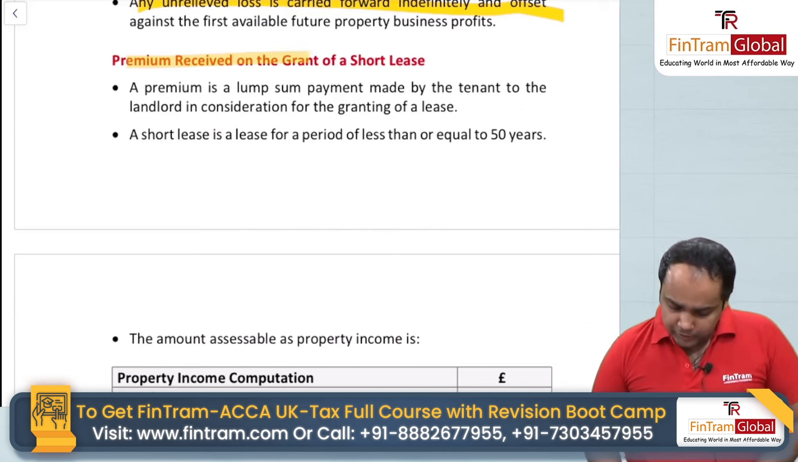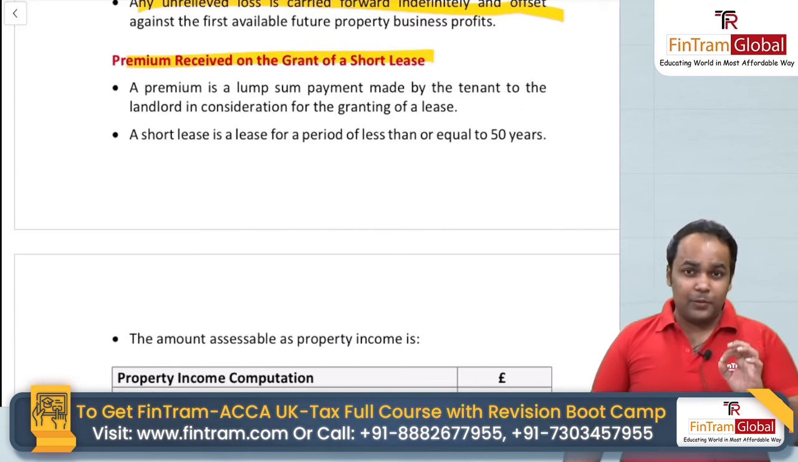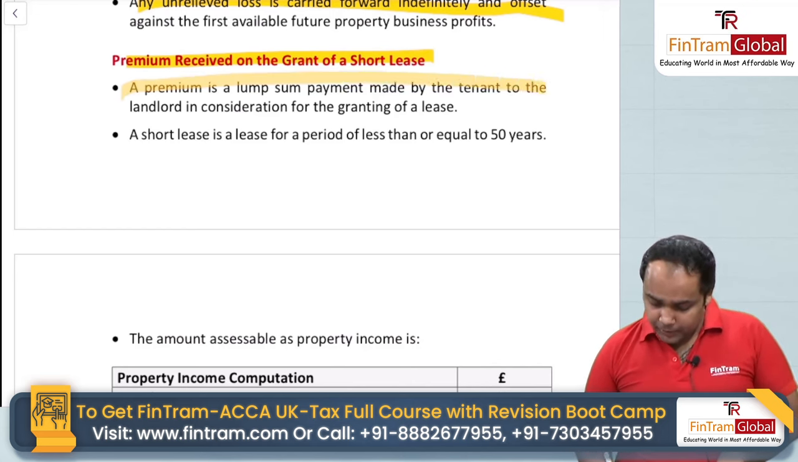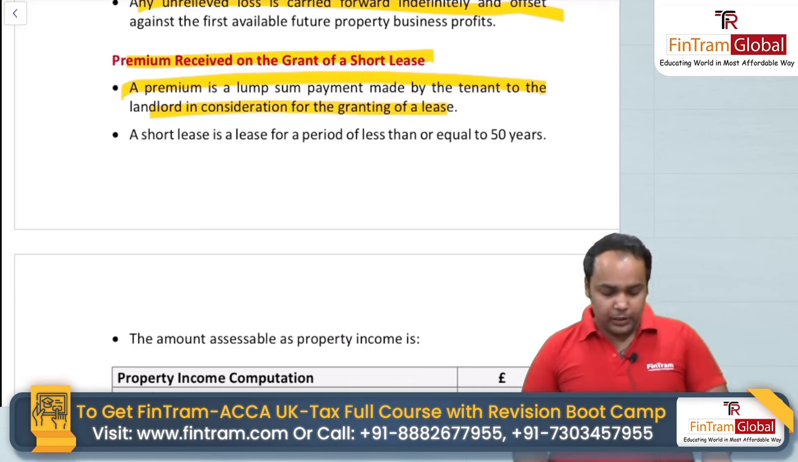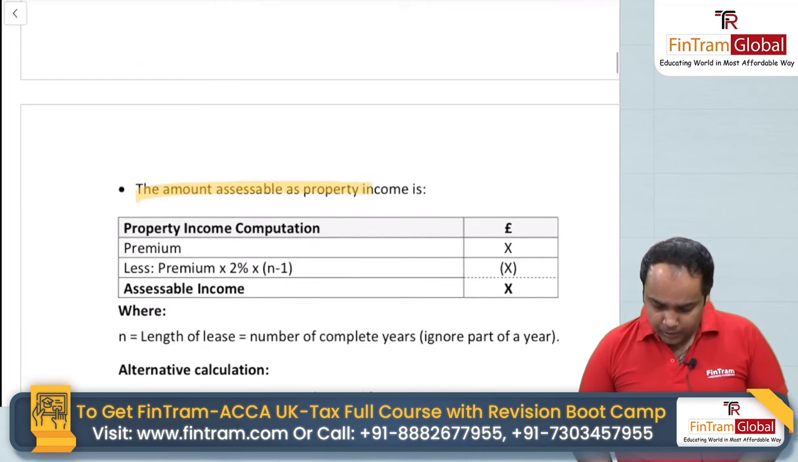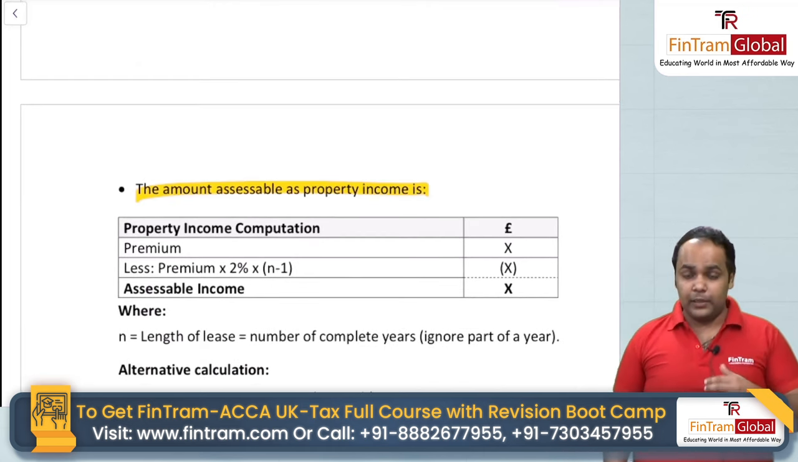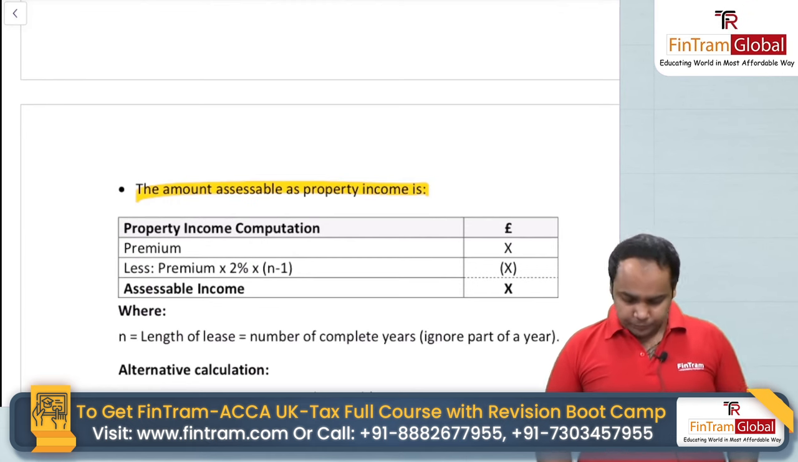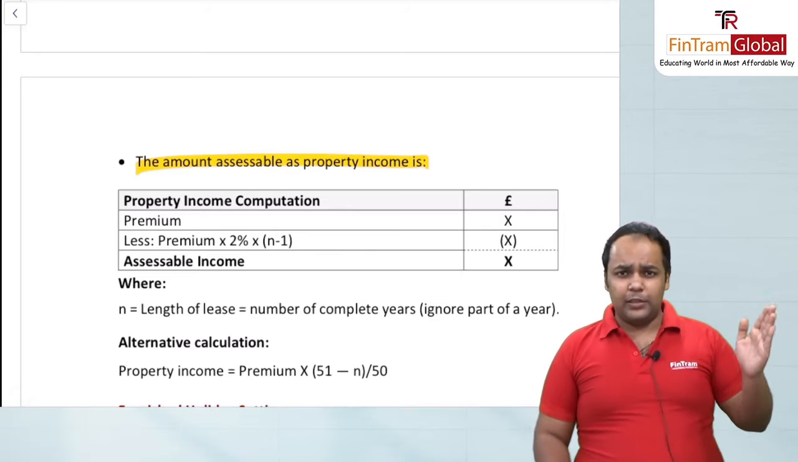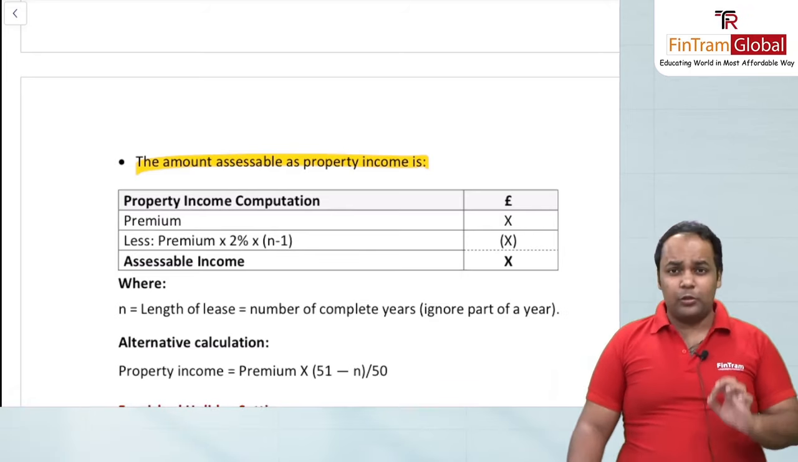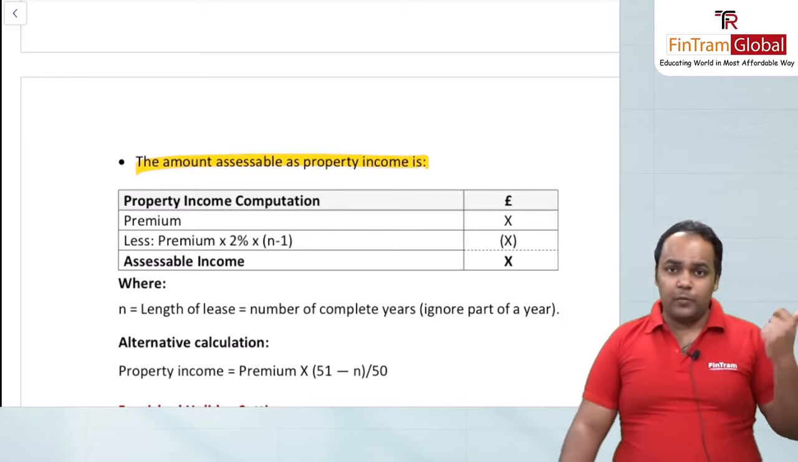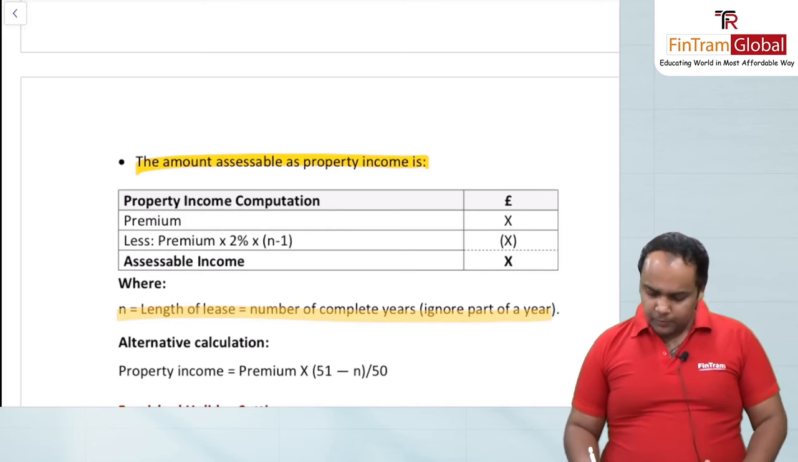Premium received on the grant of a short lease, again, a very important concept, simple and easy to understand, but can be independently tested. Premium is a lump sum payment made by the tenant to the landlord in consideration for a lease, right? And the computation of the premium assessable as property income is also given in the allowances sheet in the examination, but it's good to remember that it's the premium amount less the premium times 2% times (n minus 1), where n is the length of lease or the number of complete years.